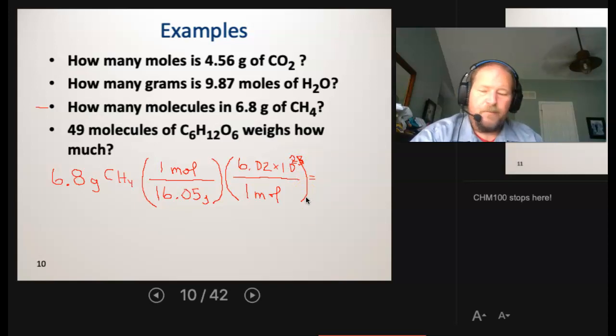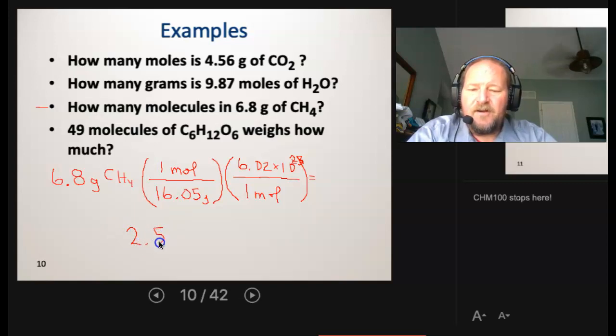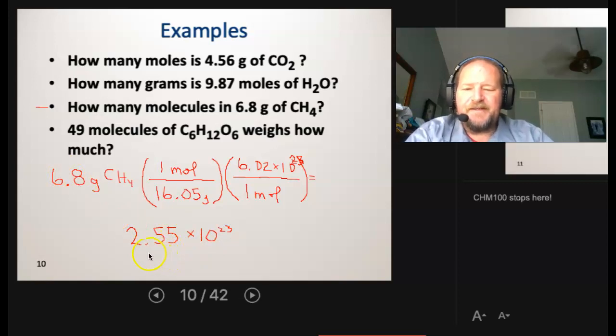All right, so I'm going to take 6.8. I'm going to divide that by 16.05. Then I'm going to multiply that by 6.02. And that's going to give me 2.55 times 10 to the 23rd. And of course, I can't leave it this way. I have to correct my sig figs here. So this is going to be 2.6 times 10 to the 23rd molecules.